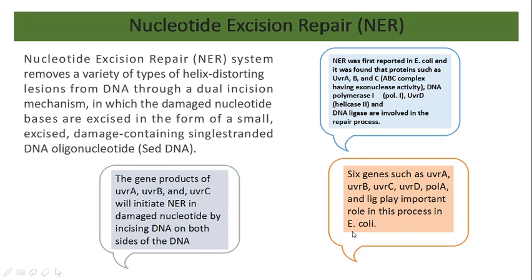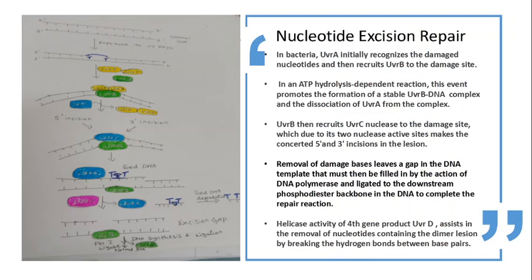Six genes, UvrA, UvrB, UvrC, UvrD, polA, and ligase, play an important role in the NER system in E. coli. The gene products of UvrA, UvrB, and UvrC will initiate nucleotide excision repair near the damaged nucleotide by incising the DNA on both sides. So there will be a cut made on both sides of the damaged piece. This is the mechanism of how nucleotide excision repair takes place.